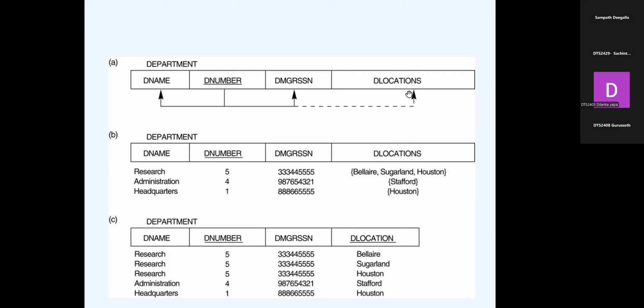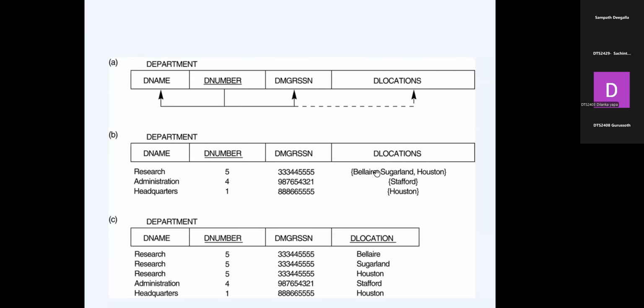But for department locations, we have multiple values. So if you consider this one, the research department, the department number is 5. And here is the manager's social security number. And there are 3 locations. This is not in first normal form. So this is a multi-valued attribute, and it is not allowed in the first normal form. Therefore, given this information, the department relation is not in first normal form.